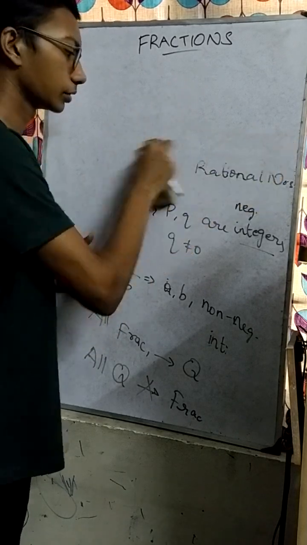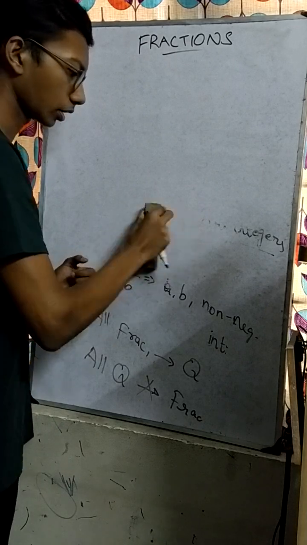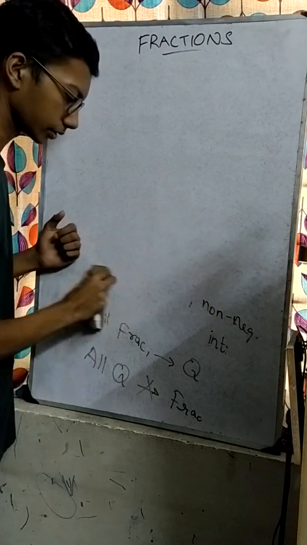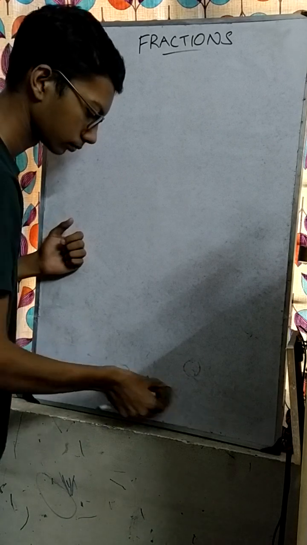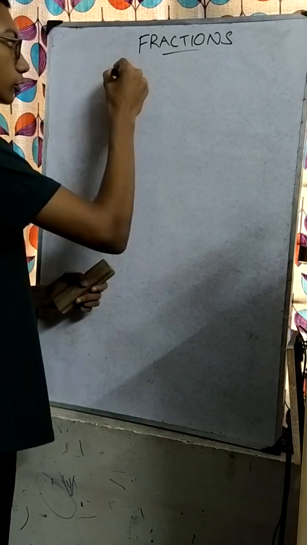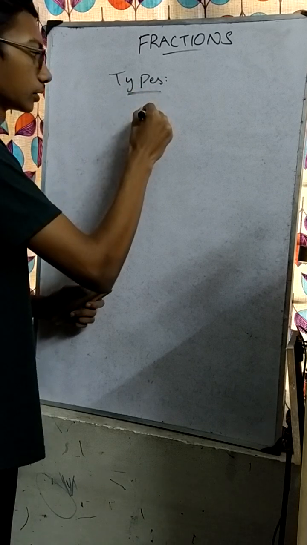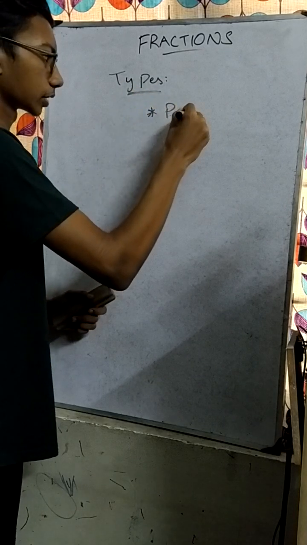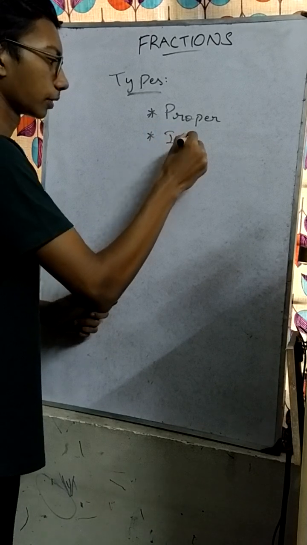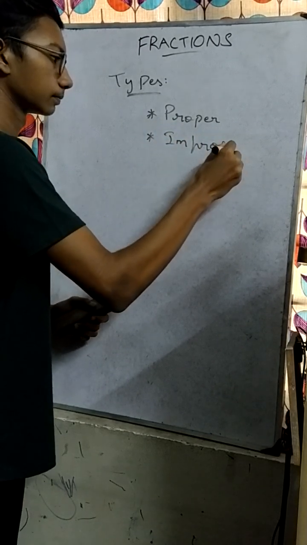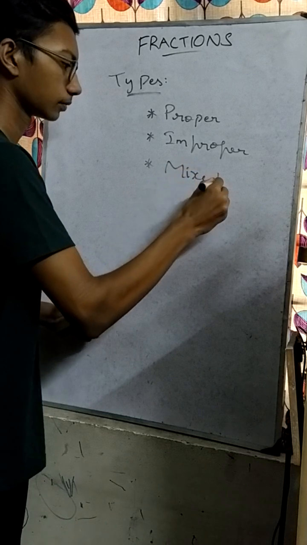Now the next thing we will see is types of fractions. There are three main types of fractions. First is proper fraction. Second is improper fraction. And the last one is mixed fraction.